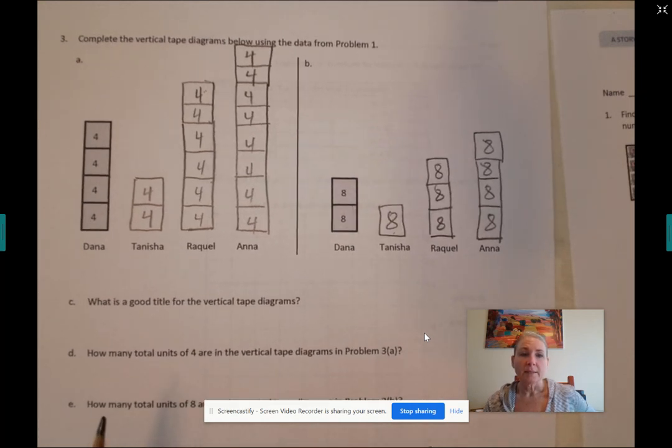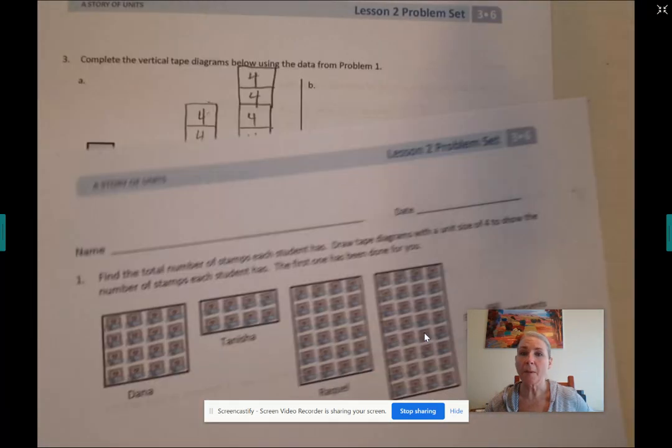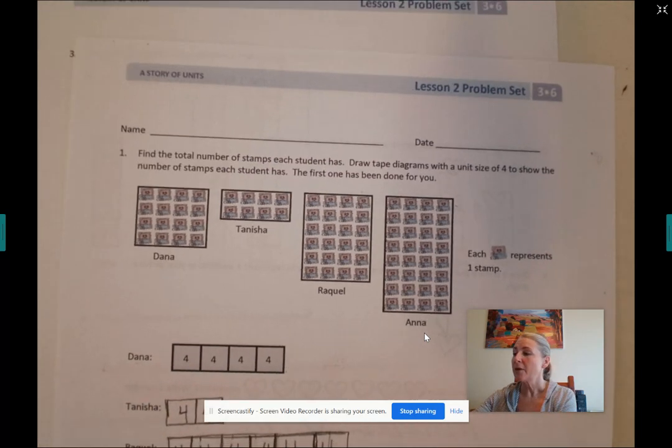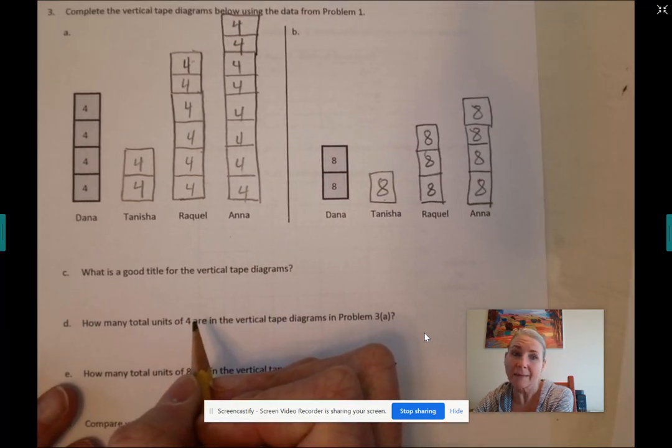What is a good title for the vertical tape diagrams? So graphs always have titles. If they didn't have a title, you wouldn't really know what the data is representing. So we have to kind of think, what is this showing us? Well, if we go back to our original data, it's telling us how many stamps each of these students have. So when we're thinking about a title, we might say something like that.